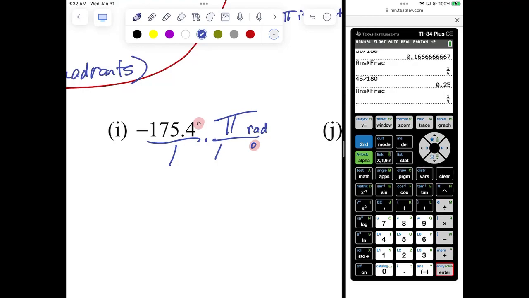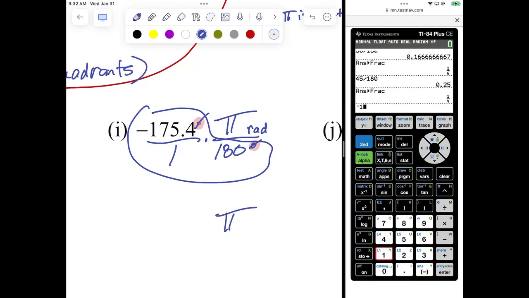Pi radians is 180 degrees. Now the degrees divide out and we're left with radians. Is that what we want? Yes. Now all I got to do, since I want to leave pi visible in my answer, pi is already waiting in the final answer, is we type in negative 175.4 divided by 180. And how do I convert that decimal to a fraction? Math, enter, enter. And look at this. It's negative 877 pi over 900. You just add pi to the numerator. Y'all can handle that, right?